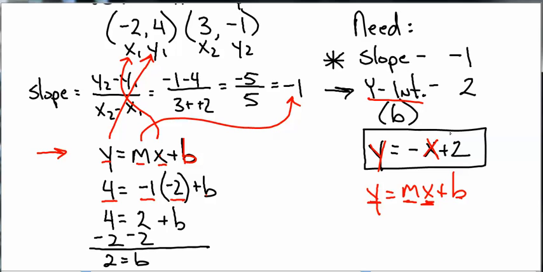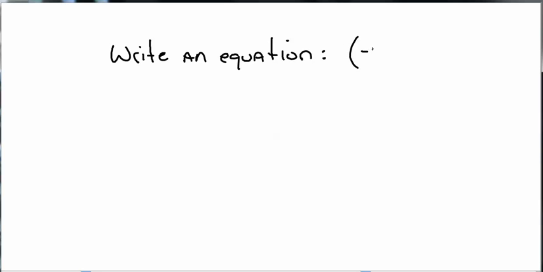Make a little more sense? Alright, let's try one more. Write an equation. Alright, we're going to pass through -2, -1, and 4, 2.